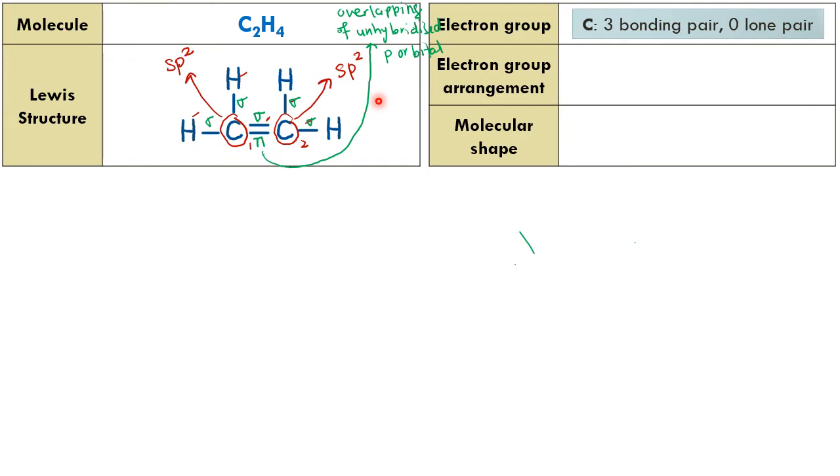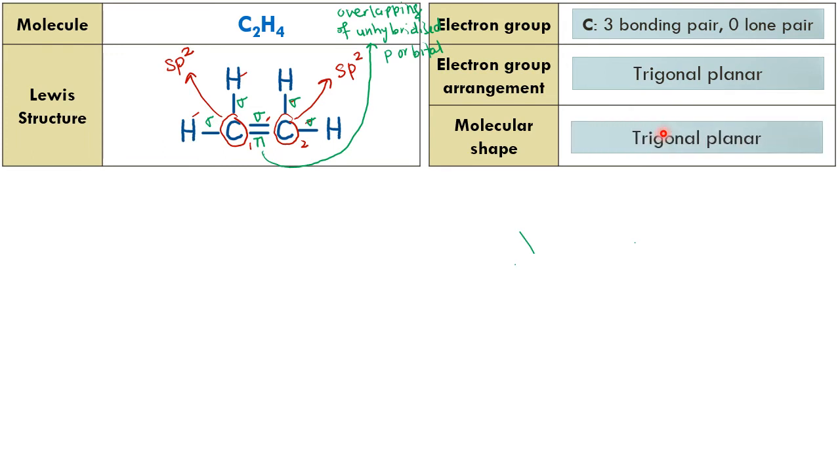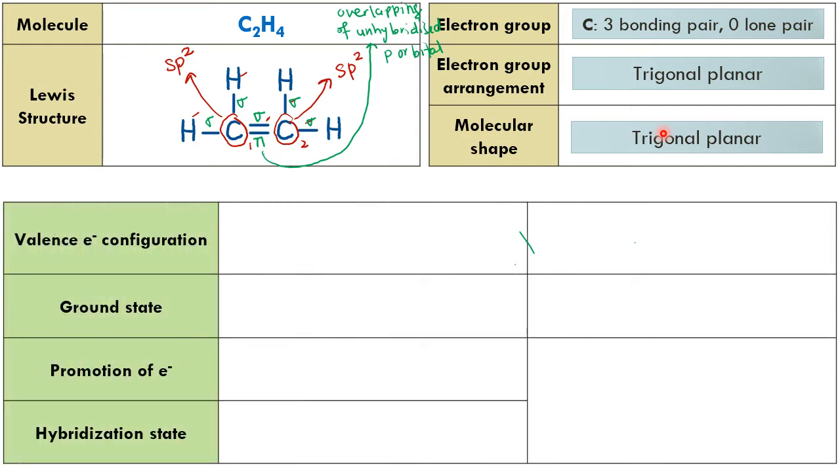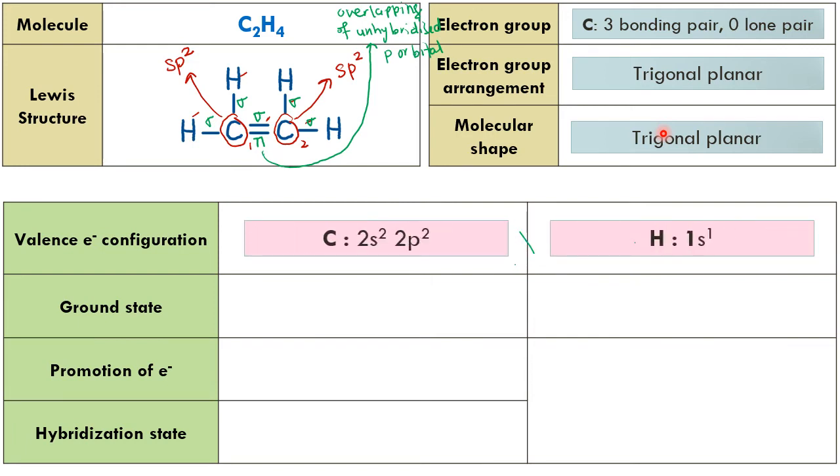Okay, so kita tentukan dulu dia punya electron group. So tadi 3 bonding pair, 0 lone pair. So the electron group arrangement is trigonal planar. Molecular shape nanti kita akan lukis juga trigonal planar. Okay, kita tulis dia punya hybridization process. Since carbon dua-dua adalah sama. Okay, start with valence electron configuration. So kita ada carbon dan juga hydrogen dekat sini.